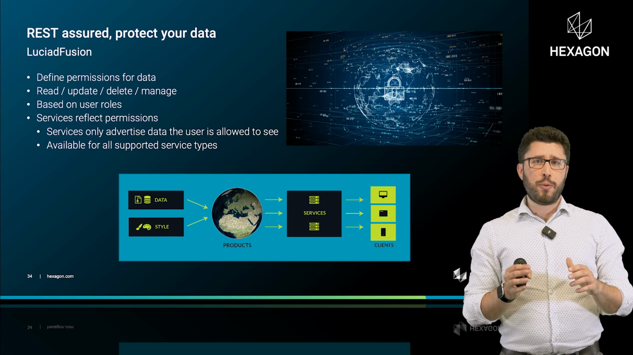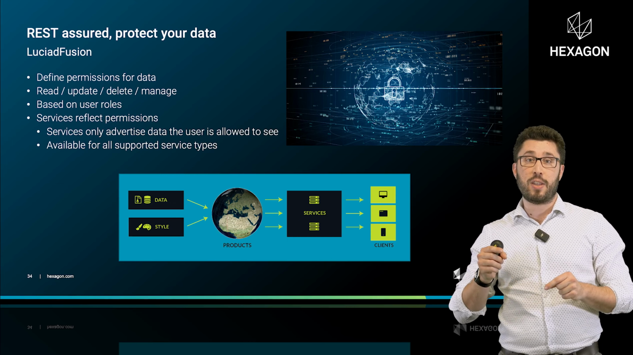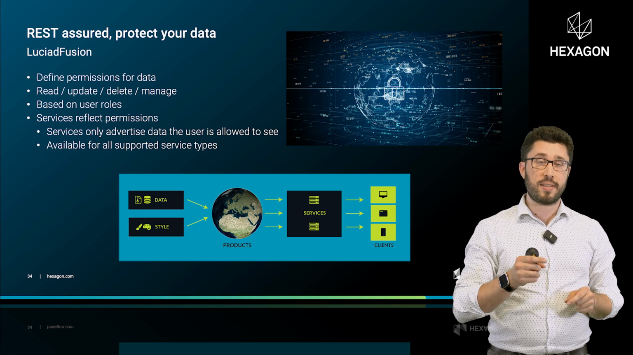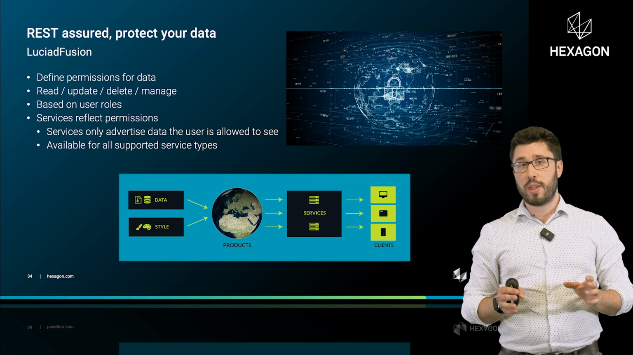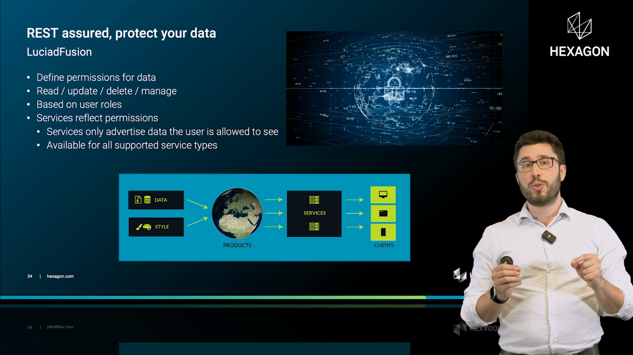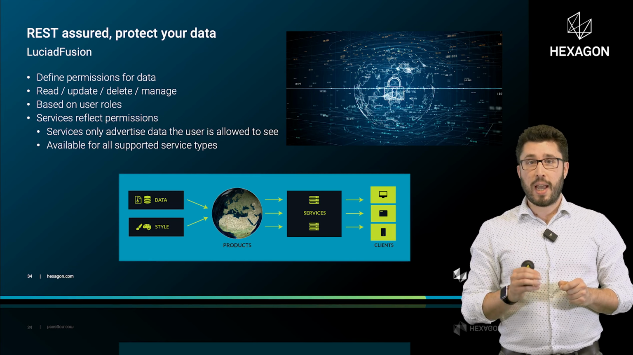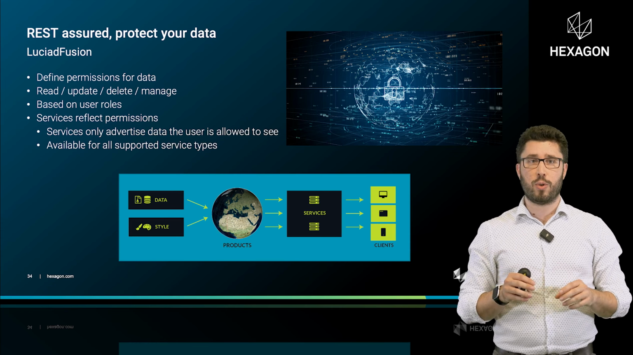Now, LuciadFusion itself doesn't do user or role management, but instead it can use Spring to hook into the existing user and role management system of your application. Once everything is set up, you can use our LuciadFusion REST API to assign roles to specific data items. The cool thing about this is that it automatically propagates these roles all the way to a service.